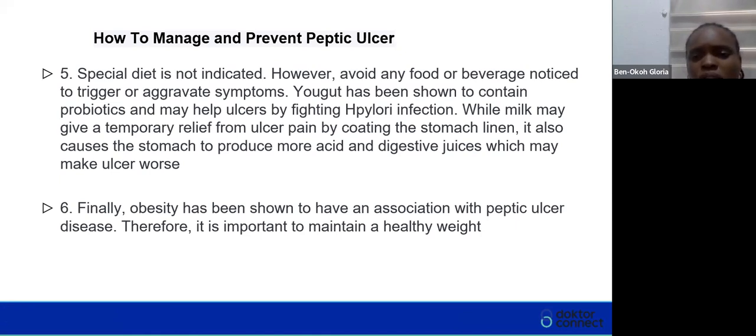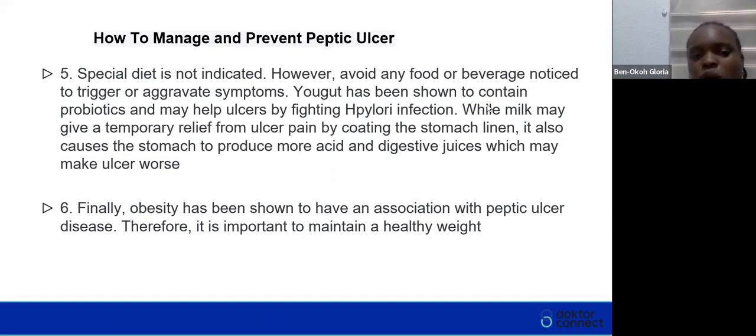And one important diet, yogurt. Yogurt has been found to contain certain probiotics. And what do I mean by probiotics? Probiotics just means good bacteria. So yogurt contains some good bacteria, and this good bacteria can help fight. So if an individual has H. pylori infection, it can help fight the H. pylori. It's like it's competing with the H. pylori infection. And that is why for some people, when they take yogurt, they have relief of their symptoms. So this yogurt can also serve as a first aid.